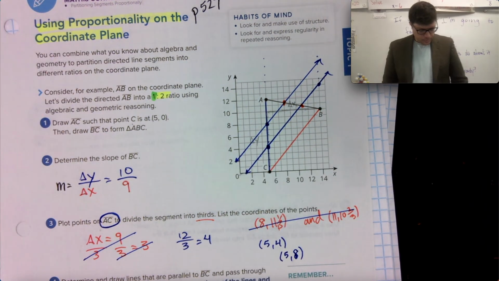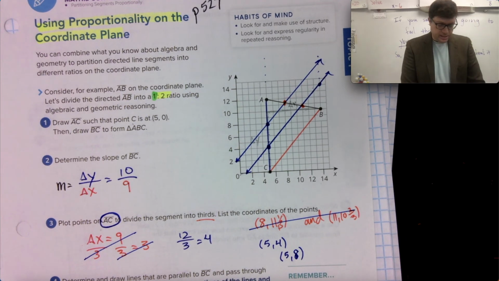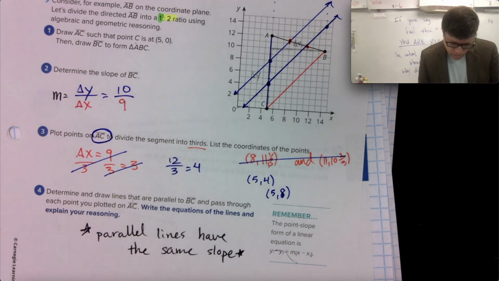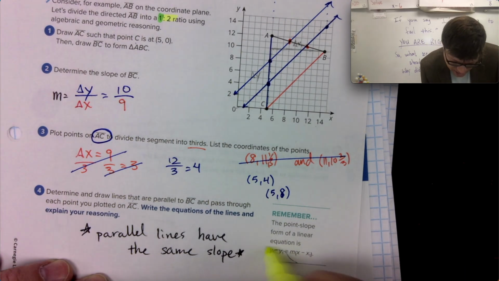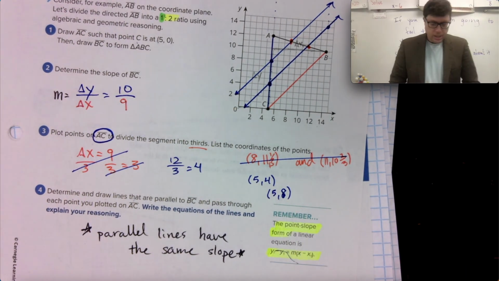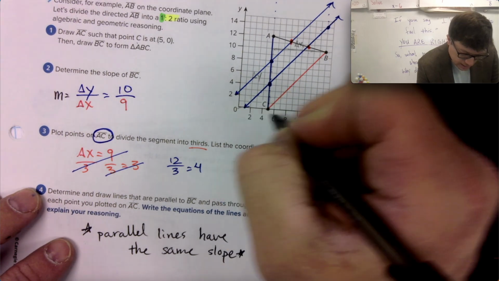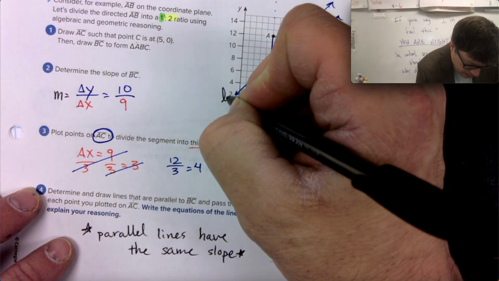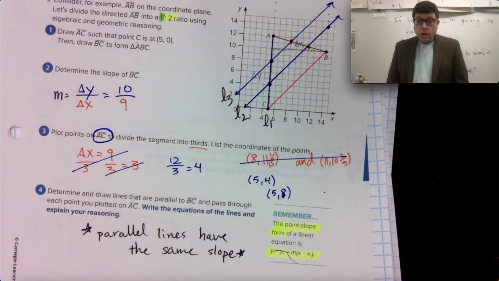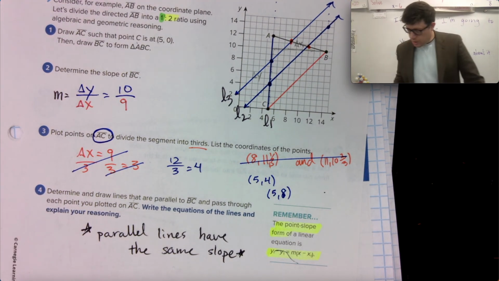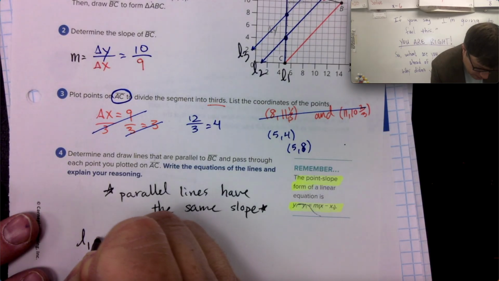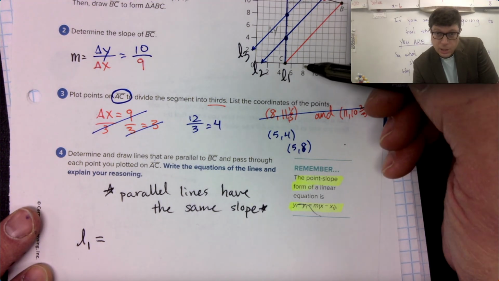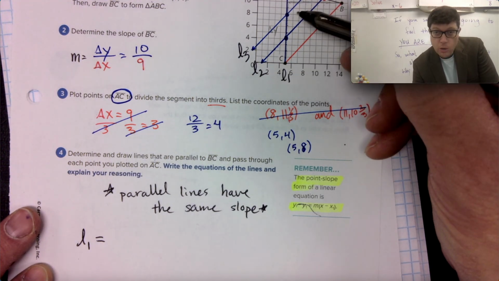Okay. Write the equations of the lines and explain your reasoning. Oh, well, here's the thing. We have this formula over here to write the equations of the lines in point slope form. So if I call this line 1, line 2, and line 3, they're all going to be parallel to each other. So line 1 passes through the coordinate 5, 0 and has a slope of 10/9.